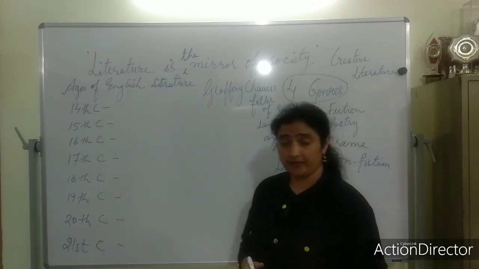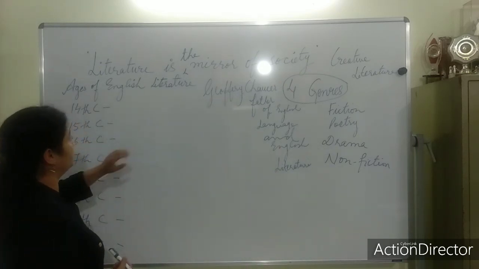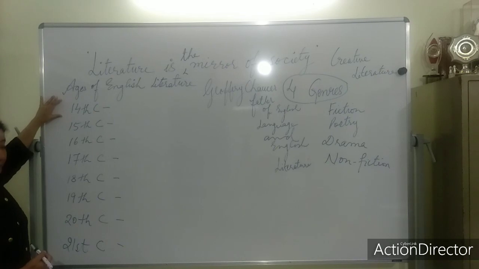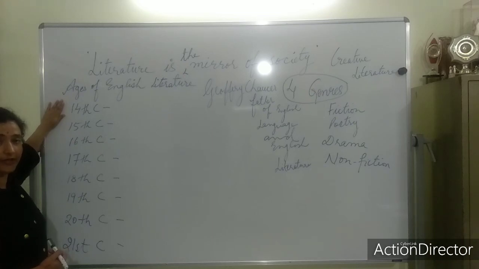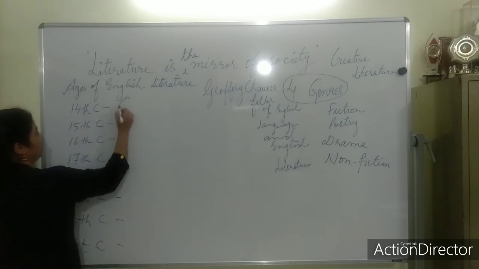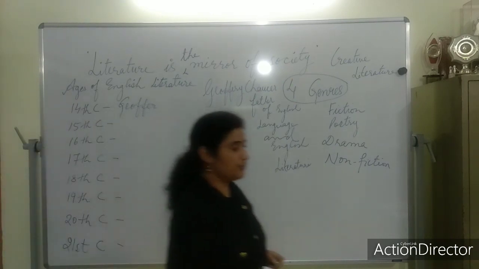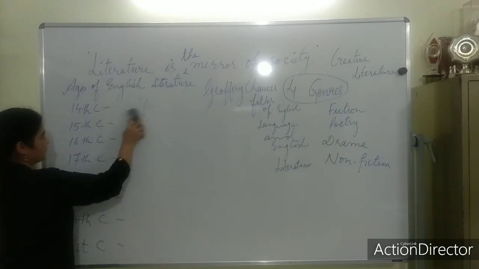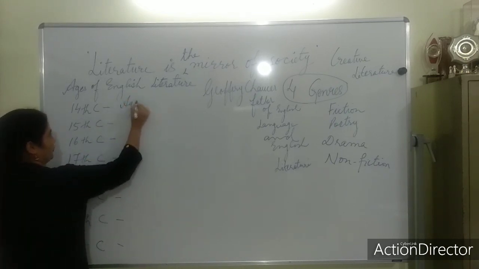And when we study the history of English literature, which was written in England, it dates back to the 14th century, from where literature got a place for itself. It held some importance. And why? Because in this century came the great father of English literature, Geoffrey Chaucer. The 14th century was known as the Age of Chaucer.